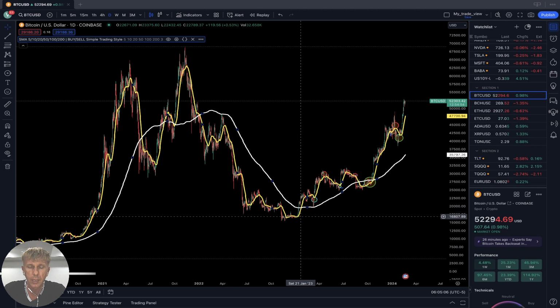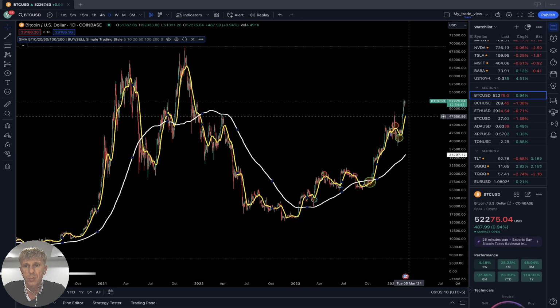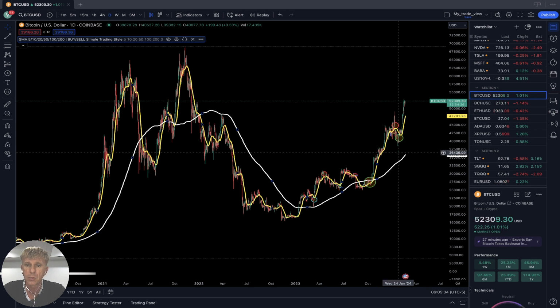Now you see SMA 20, the yellow line, did a bullish crossover over white, right? It was 19,000, let's say 20,000. And still, now the last bar, 52,000, is far away from the white line. For me, it means it's ready for a bearish reversal. Will it happen today? I don't know. Maybe tomorrow, maybe in a week, but it's ready for the reversal because the yellow line is far from white.